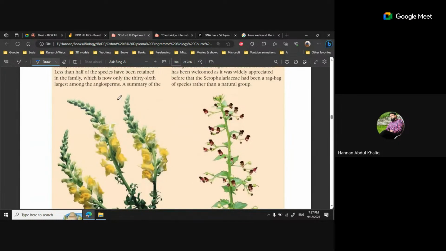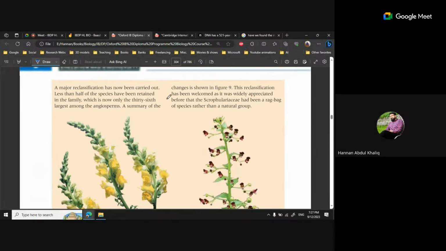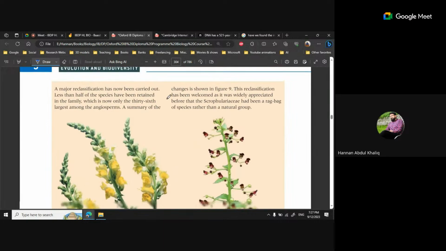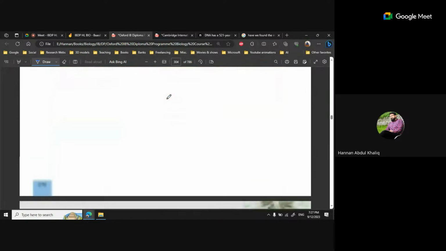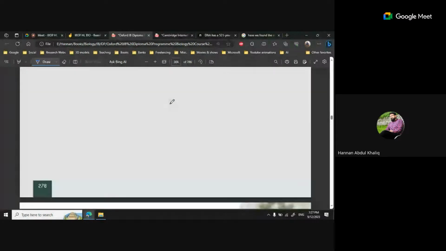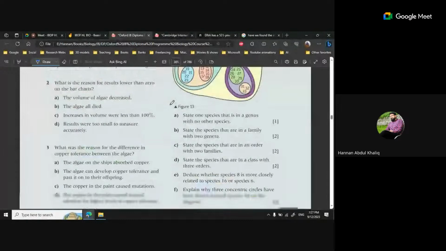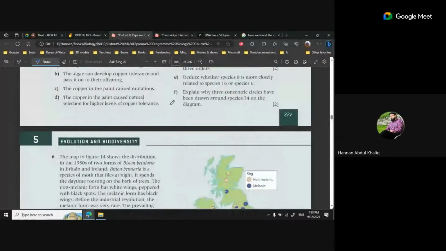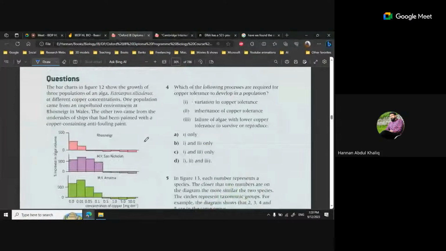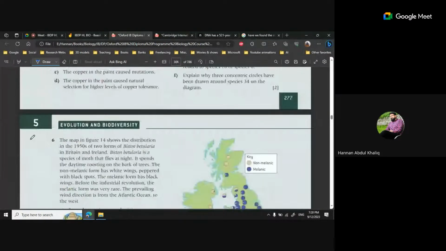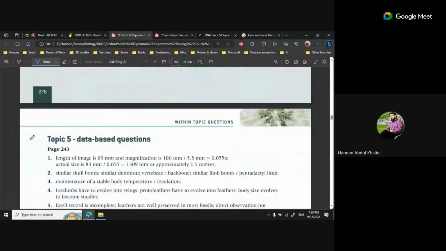Okay, it is the 36th largest among the angiosperms. This is an example. These are the questions. Try doing the exercise first. When you are able to do the exercise, it will be much easier for you to solve the paper-based questions or the worksheets.